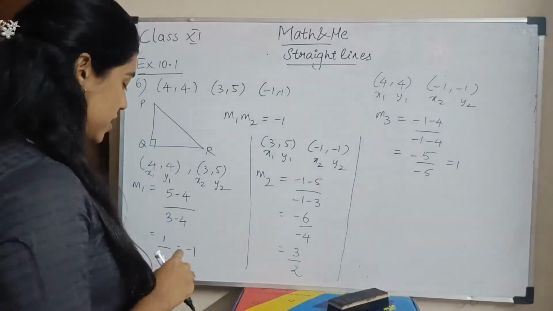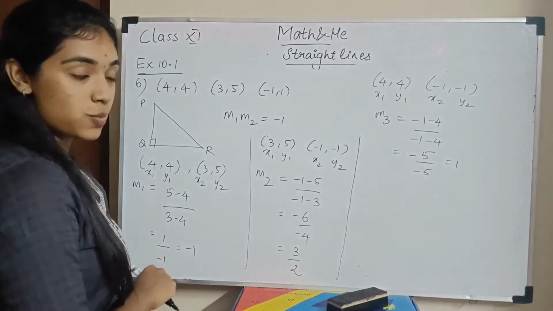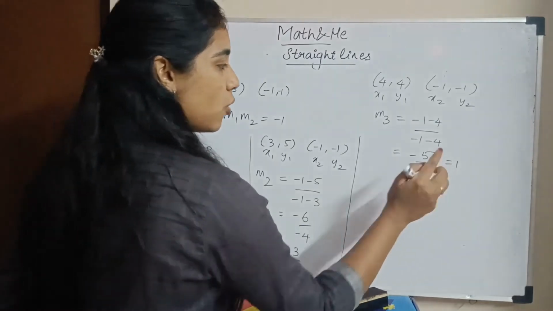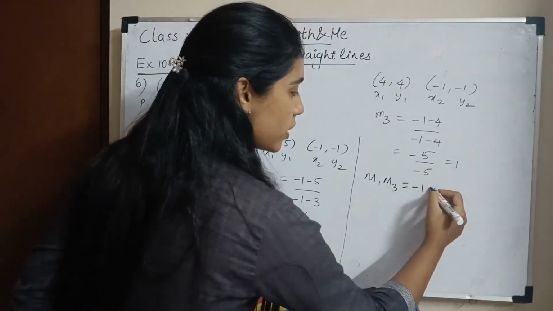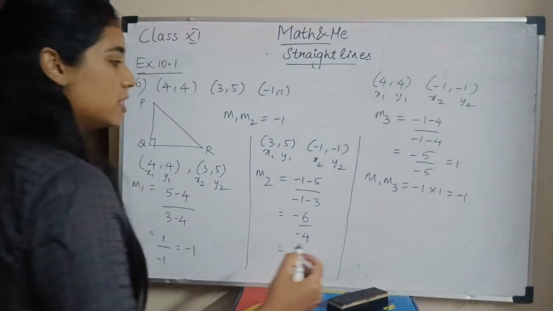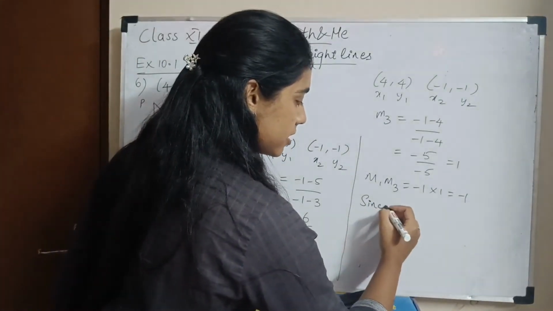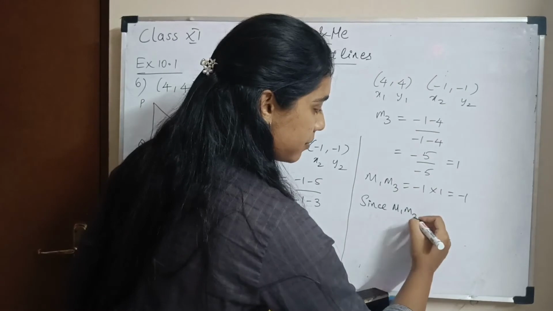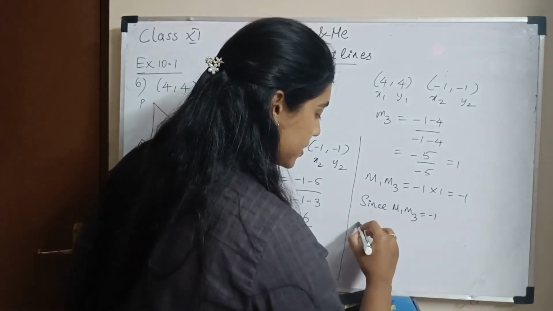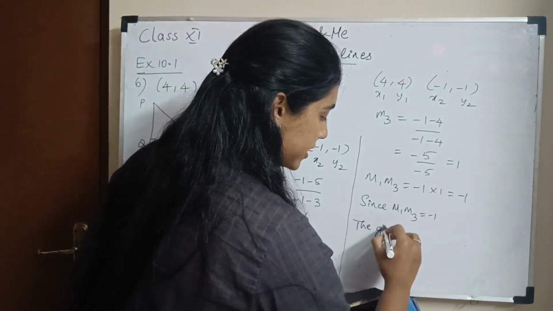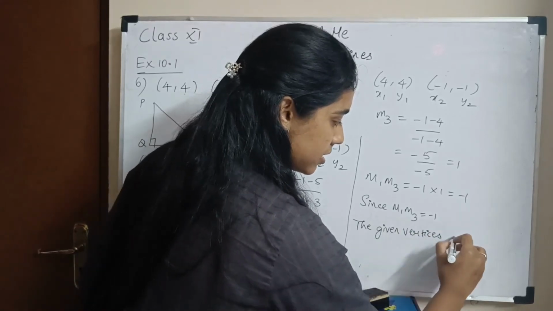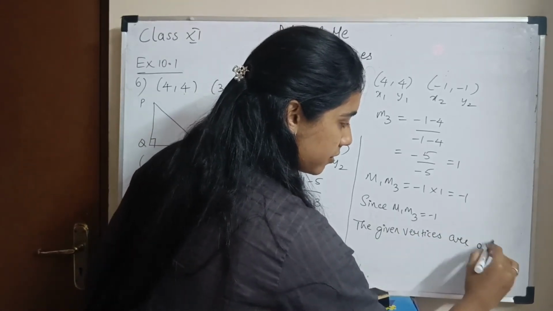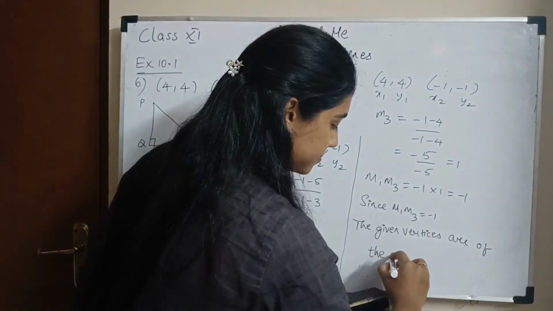So what do you see? M1 is -1 and M3 is 1. So the product of M1, M3 equals -1 times 1, which is equal to -1. So you write, since M1 times M3 equals -1, the given vertices are of the right triangle.